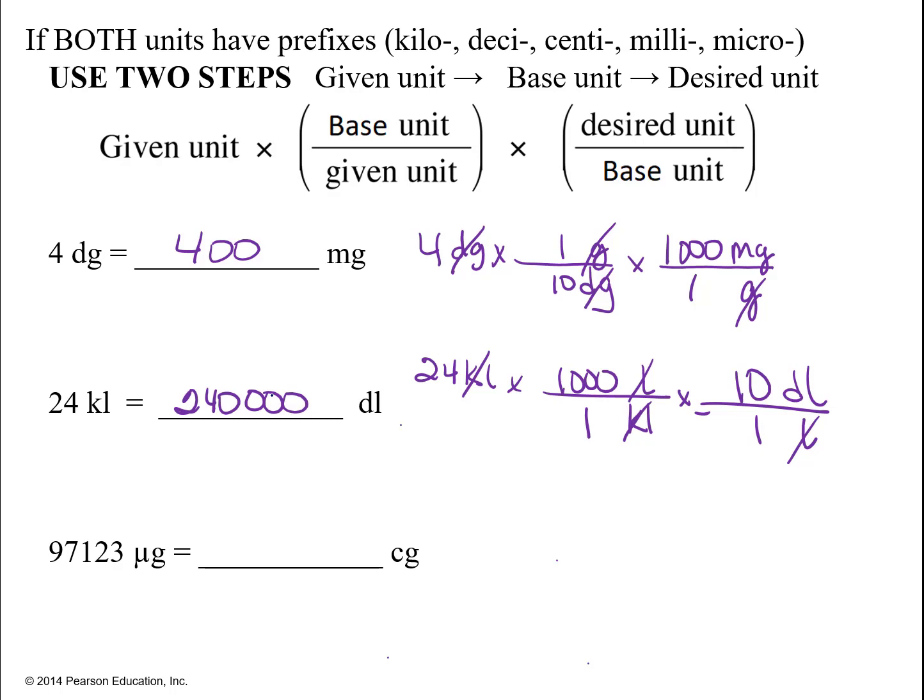97,123 micrograms is how many centigrams? See if you can set it up. Follow the exact same steps that we did each time. You've got a micro and you've got centi, so you know it's two steps.